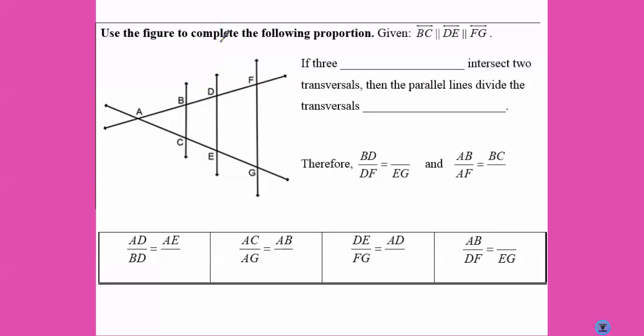What if we have 3 lines? So BC is parallel to DE, which is parallel to FG. So all 3 of these are parallel. If 3 parallel lines intersect 2 transversals, which would be this line here and this line here, then the parallel lines divide the transversals proportionally.